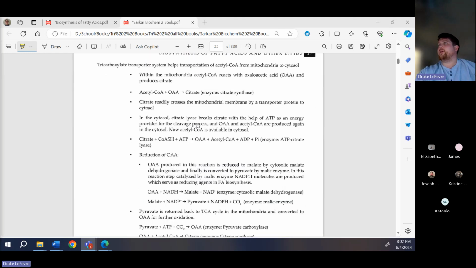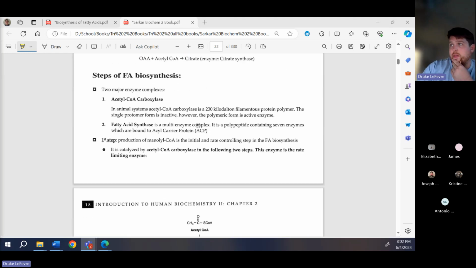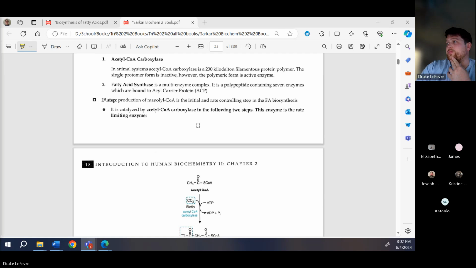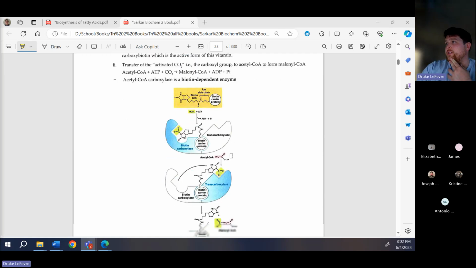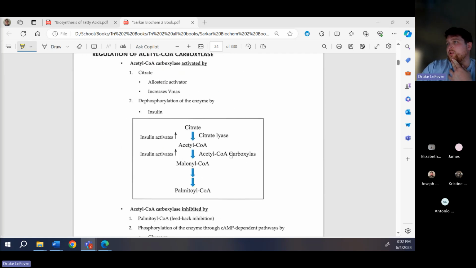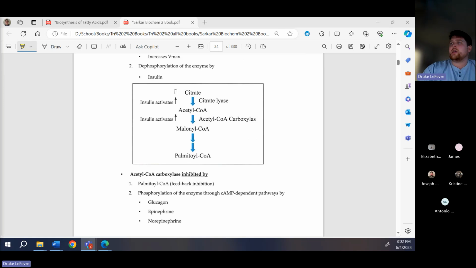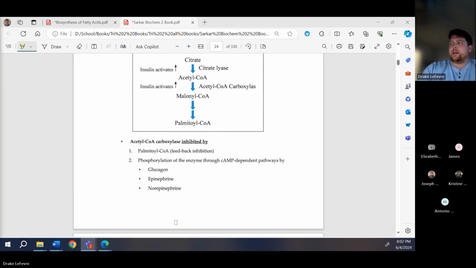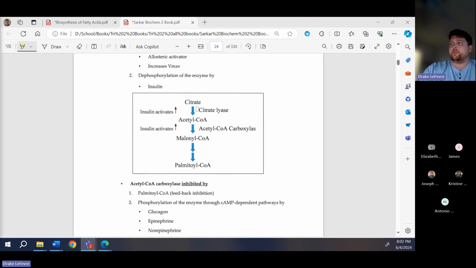Let me see if I can find the palmitoyl-CoA. There we go. So we'll go a little bit deeper into these exact steps as we continue to go through here.